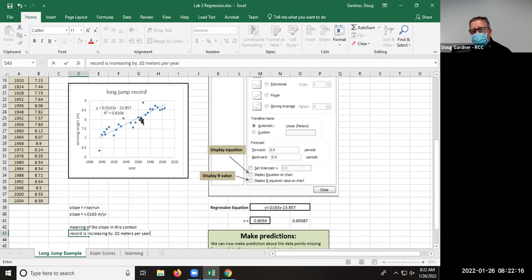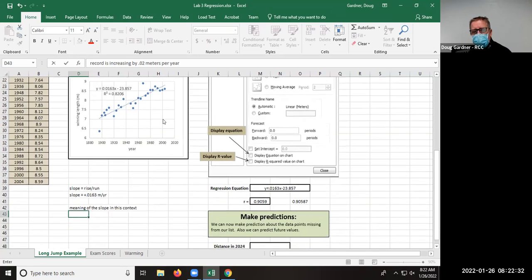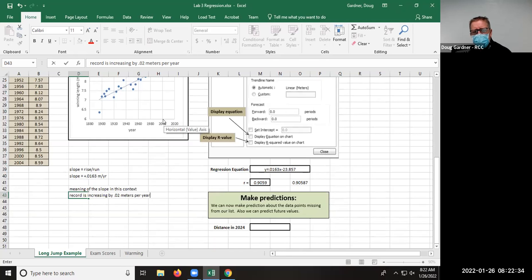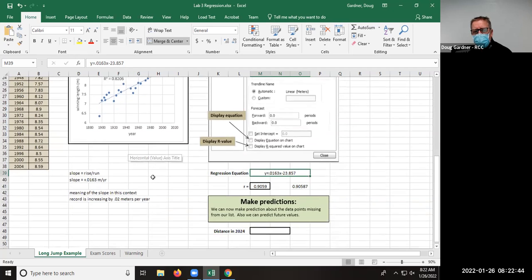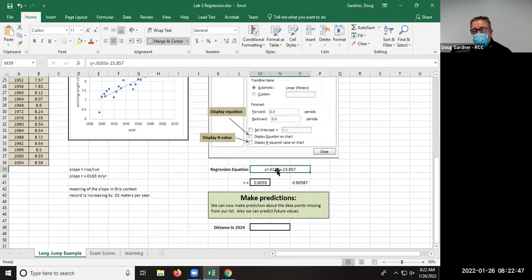Notice of all of the years, there are only a few points that were actually near that line. This one was way off of it. This was way below it. That was way below it. But if you were to make your best guess, that's the whole point of finding a trend line, to use it to predict the future. Then I could stick 2024 in. Well, where? So in this equation, where do I stick 2024? For x, because x is the year. So that means 0.0163 times 2024 minus 23.857, whatever that answer is.